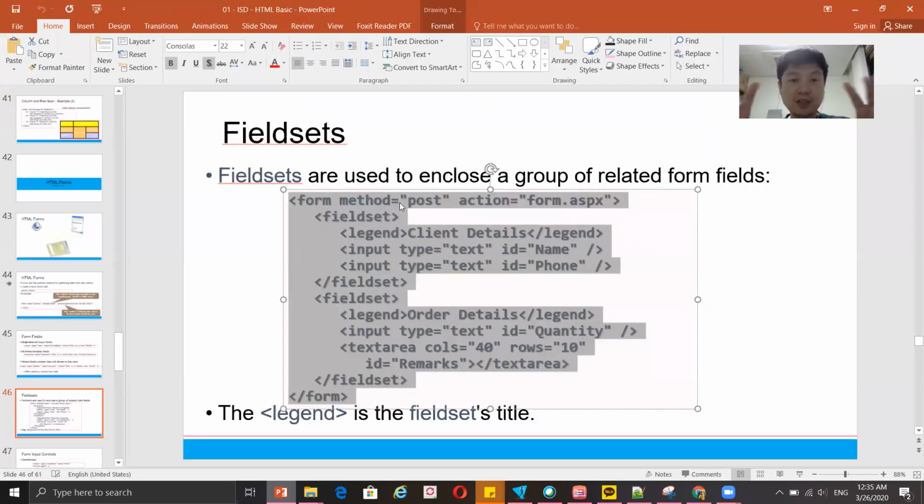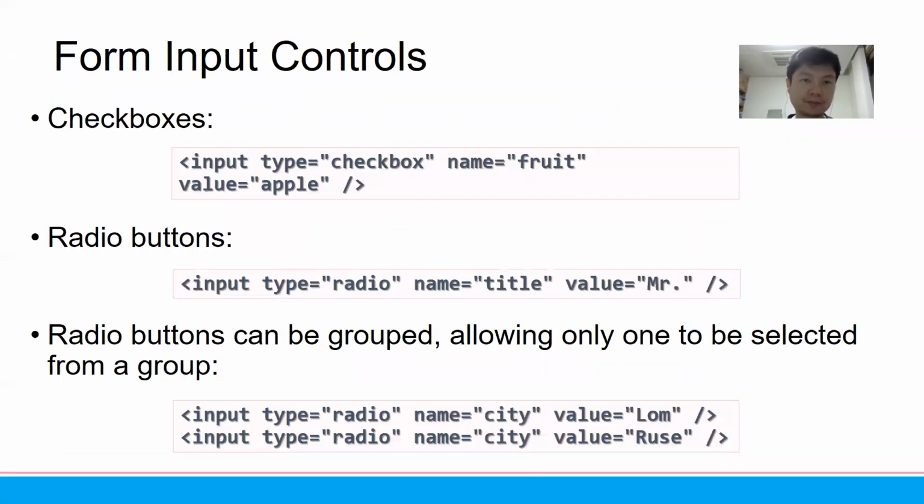Once you have the field sets, then you can manage all the things in that set. The legend is the field set's title. And in the input, you can control. What is the meaning of control? Control means you can ask the user to input the data based on the checkbox, or you can ask the users to input based on the radio buttons.